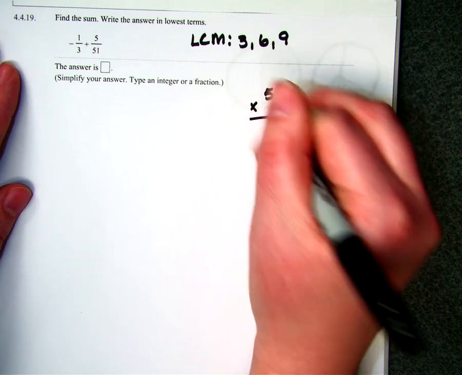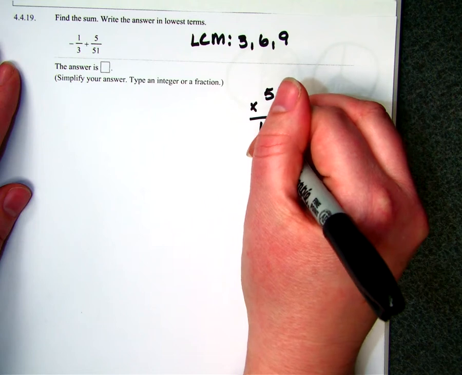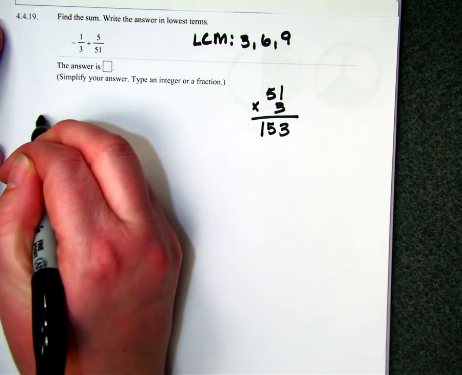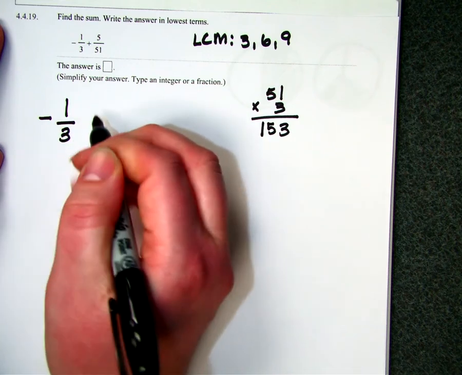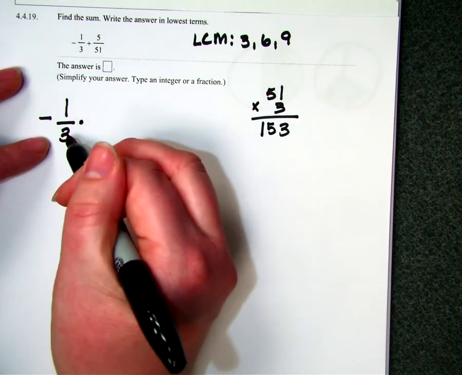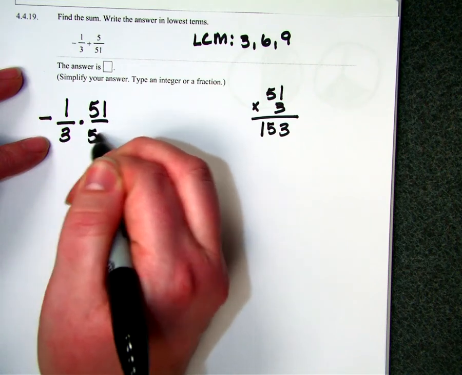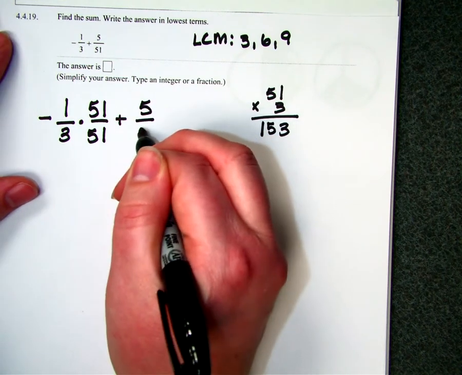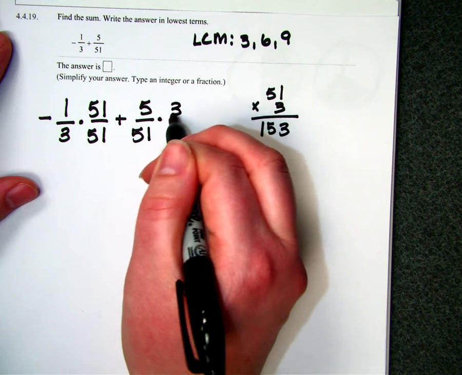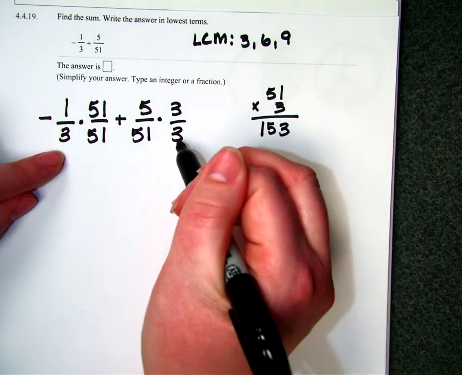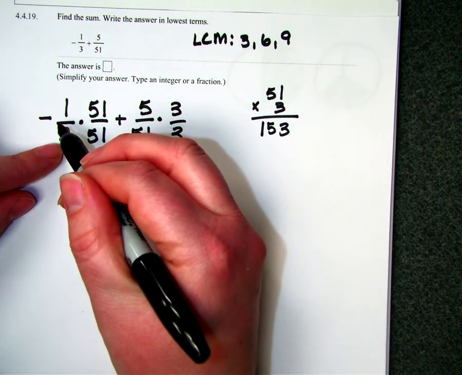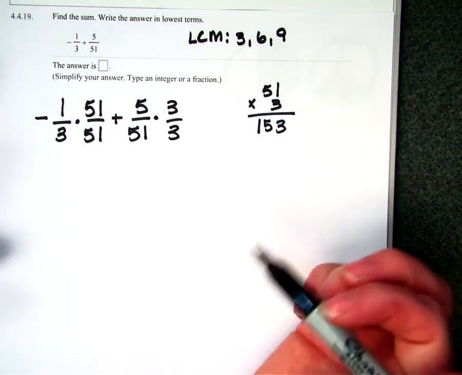So 3 and 51 gives 153. This is a common denominator. Okay? So to make these 2 fractions equivalent, or have the same denominator, I'm going to have to multiply the top and the bottom of this fraction by 51. And I will have to multiply the top and the bottom of the second fraction by 3. So this is the number that I multiplied with 51 to get 153. 51 is the number I multiplied with 3 to get 153. So they would have common denominators.